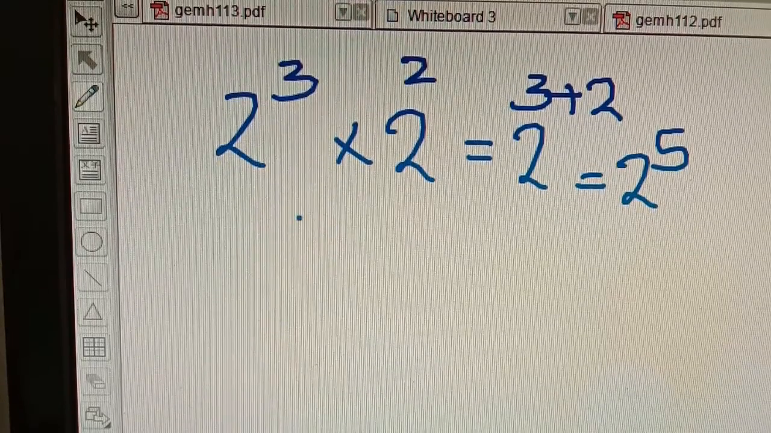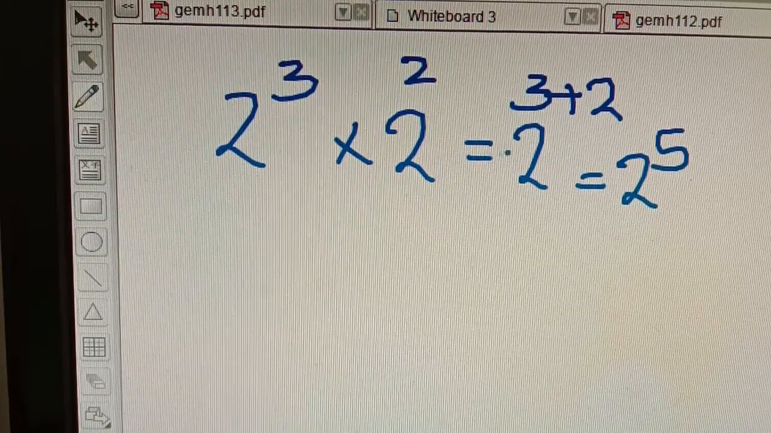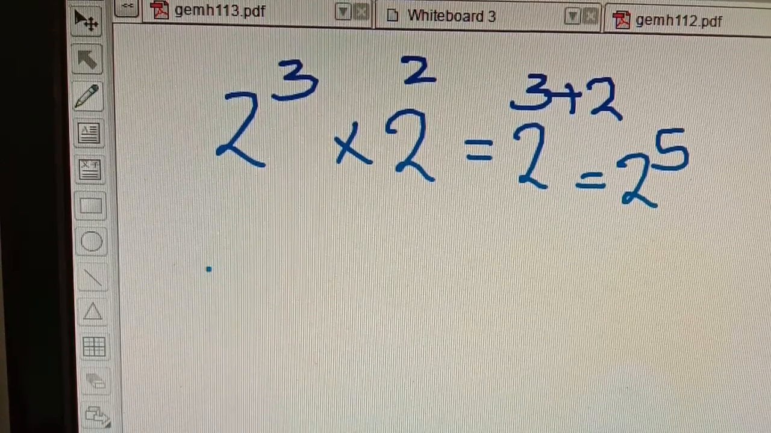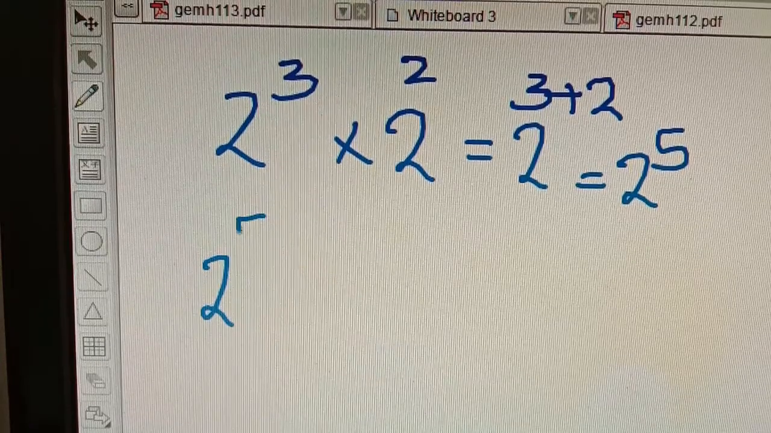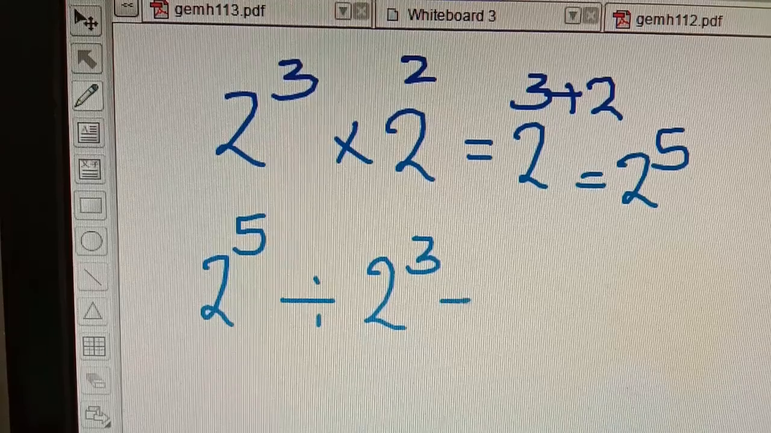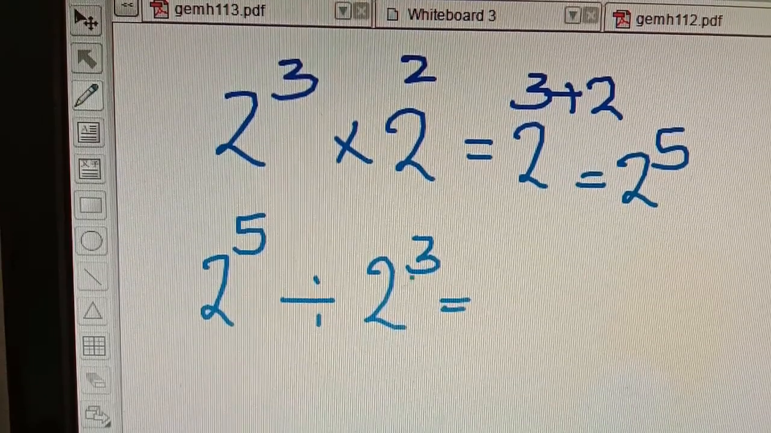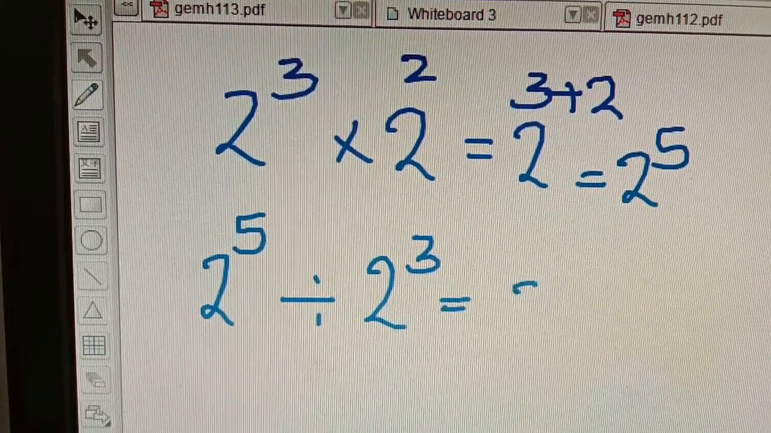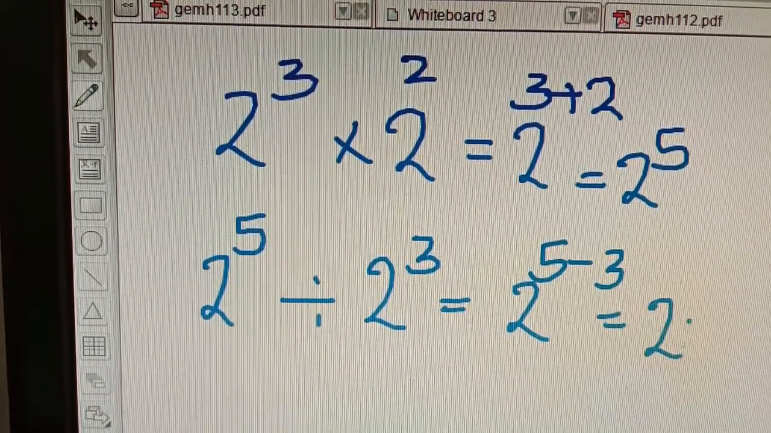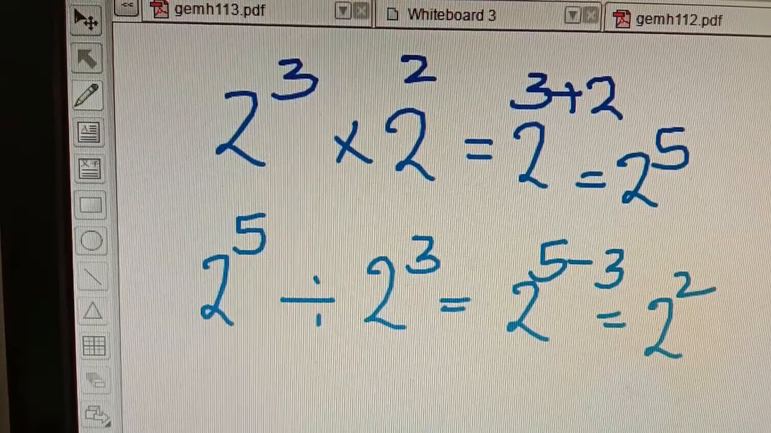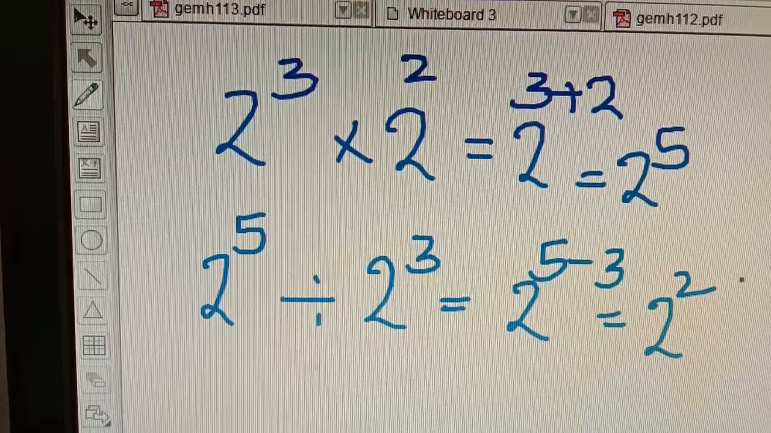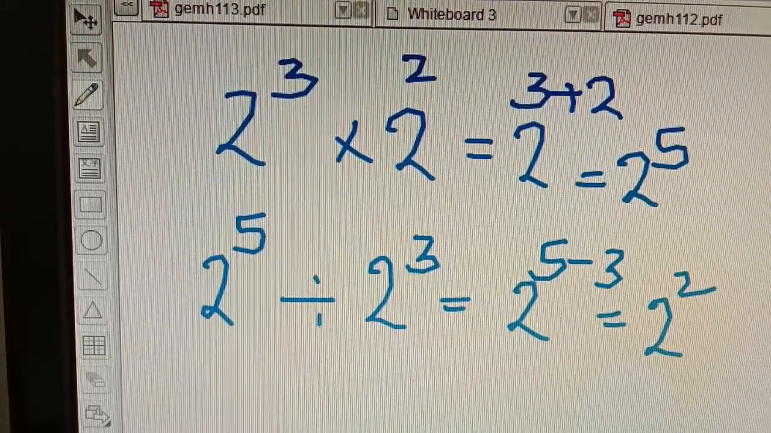a to the power of m into a to the power of n is equal to a to the power of m plus n. Then the same way, listen to the next law: 2 to the power of 5 divided by 2 to the power of 3. Here the powers are different, 5 and 3, but the base is the same, 2. So we can write 2 to the power of 5 minus 3, that is equal to 2 to the power of 2. So the law is a to the power of m divided by a to the power of n is equal to a to the power of m minus n.